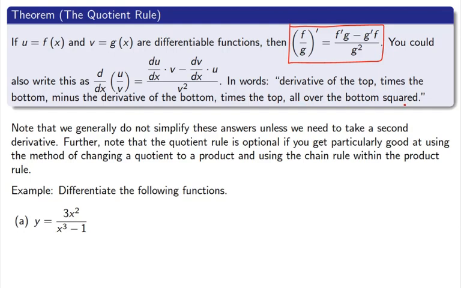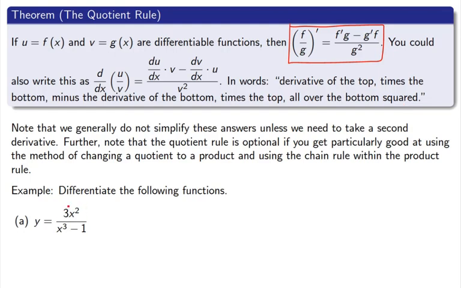So the quotient rule takes a problem that was a quotient and changes it to its derivative, which is again another quotient. So let me point out also that you really don't have to use the quotient rule at all. If you're good at changing quotients to products and then using the chain rule, you actually never have to know the quotient rule. So it's up to you if you really want to use it. However, for our purposes, let's use the quotient rule for all of our examples here.